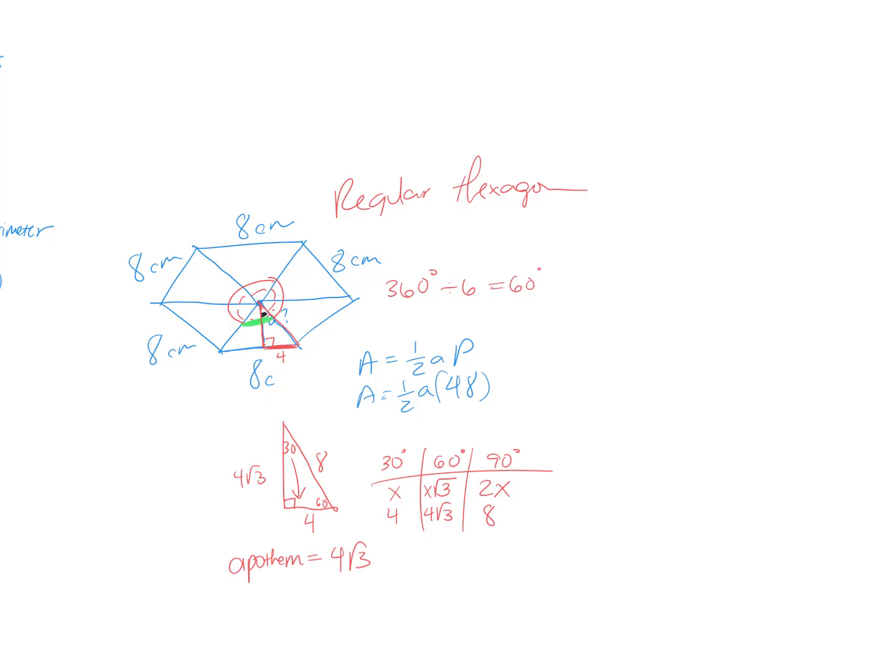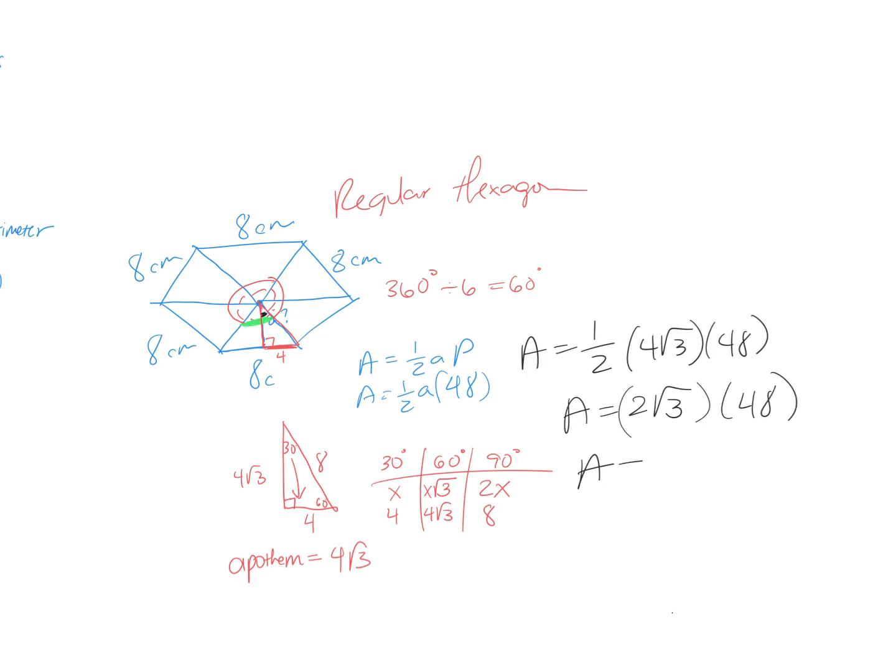Okay, so now that we have our apothem, we can go back to the original apothem area formula. Area equals 1/2 apothem, which was 4 square root of 3, times 48. Half of 4 square root of 3 is 2 square root of 3 times 48. So we're going to do 48 times 2. We get 96 square root of 3. So that's the area of the hexagon. That's your capital B.